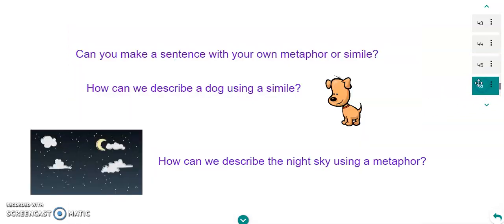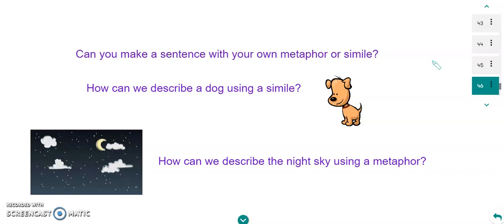Okay, so here is my final slide. I want you to be able to use your own metaphor or simile in a sentence to describe something. So I've written down 2 examples here. Can you describe a dog using a simile? I'll give you a few seconds to think about it. So I came up with the simile. The dog's fur was soft like a rabbit. What did you come up with?